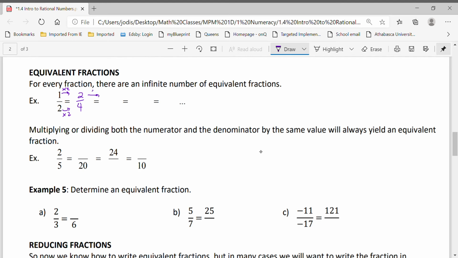We could carry on that pattern and multiply this one by 2, and we'd get 4 over 8, which is still equivalent to a half. We could have taken the top and the bottom and multiplied them both by 3, and we would get 3 over 6.